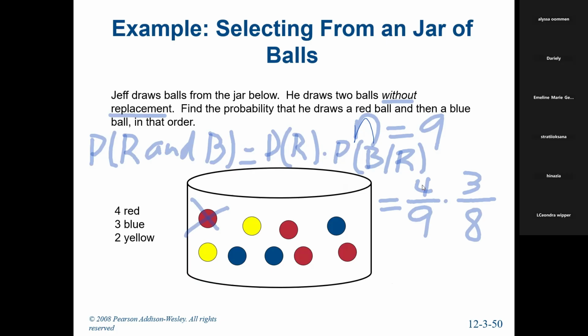Got 4 red over the total, 9 balls in total. And the second ball is a blue ball. This is the first ball, the red ball. Once you draw a ball, you cannot put it back in the jar. So this is the red ball, and you got 8 left. Is this clear to everyone? Yes. Let me show you the solution here.